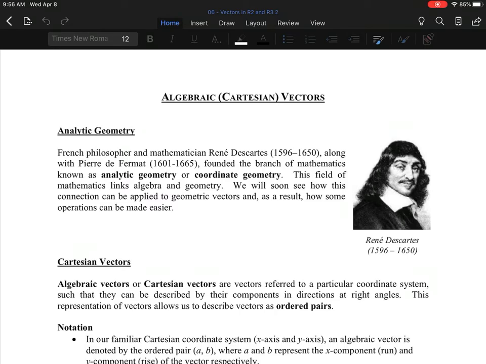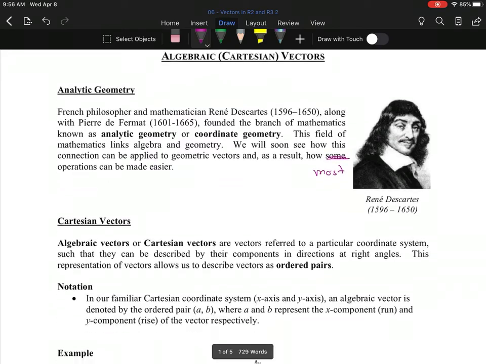French philosopher and mathematician René Descartes, back in the late 1500s, early 1600s, along with Pierre de Fermat, founded a branch of mathematics known as analytic geometry or coordinate geometry. It's basically working in the Cartesian plane, what you've been doing all the way since grade 9. This field of mathematics links algebra and geometry. We will soon see how this connection can be applied to geometric vectors, and as a result, how most operations can be made easier.